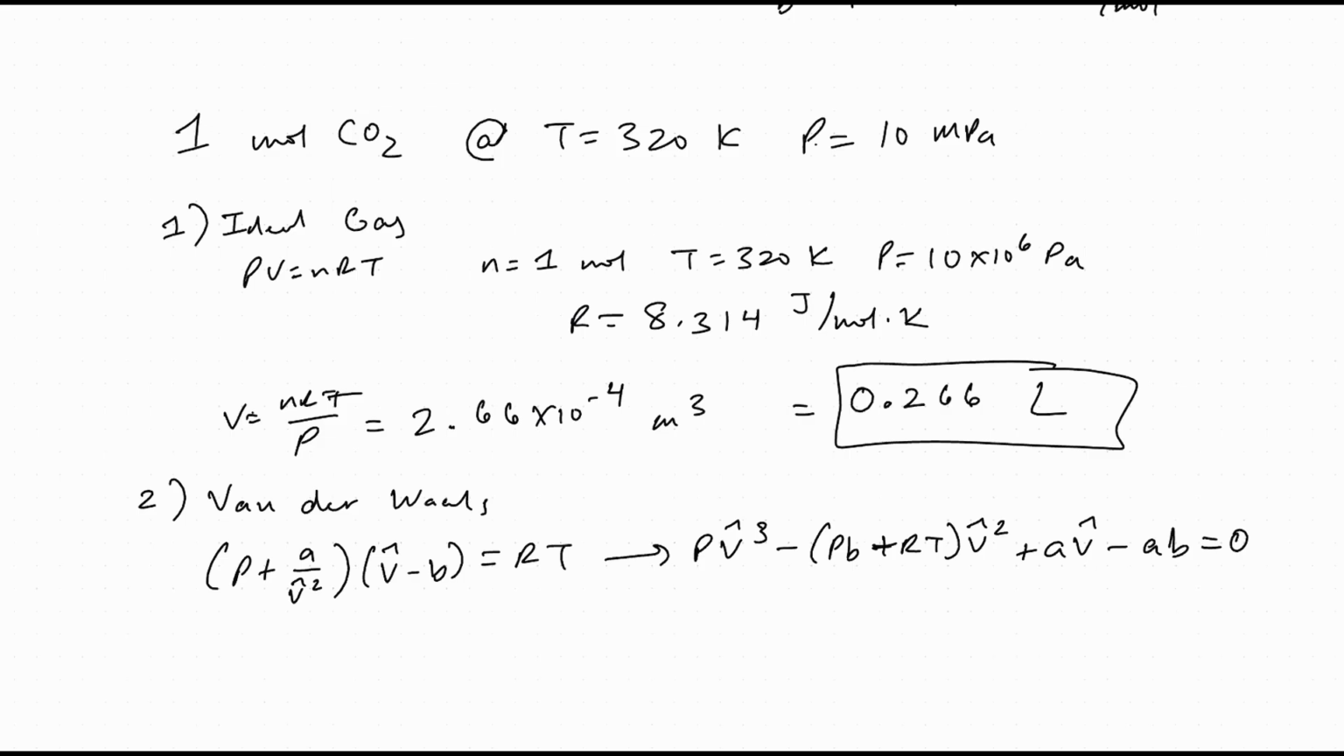And then it's just a matter of plugging in the numbers. Same numbers as before, and just remember that A is equal to 0.3658 Pascal meter cubed per mole squared, and then B is equal to 4.286 times 10 to the minus 5 meter cubed per mole.